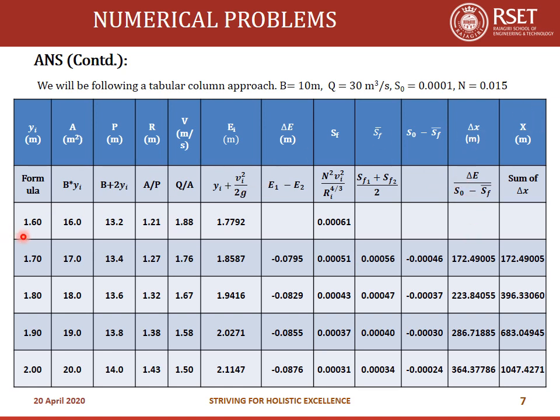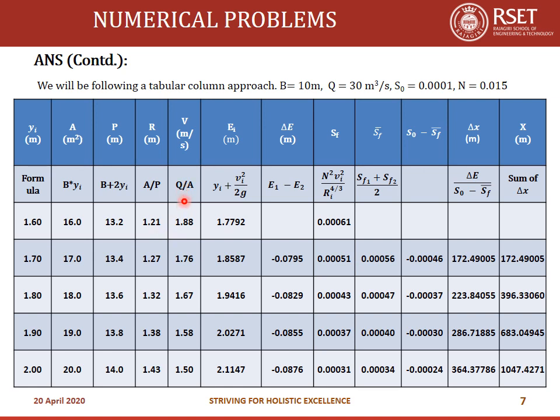We start with the depth 1.6 meter. Since width is 10 meter, corresponding area is 16 meter squared. B plus 2y, we got 13.2 meter. And hydraulic mean depth is 16 divided by 13.2, which is 1.21 meter.